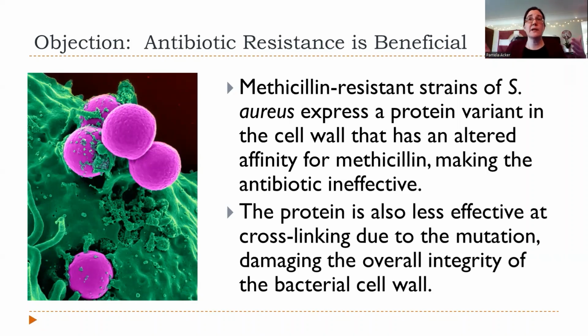But if you've ever done any carpentry, you know that something that's square works a lot better than something that's not square. Okay, so you can think of it as this protein being mutated causes a lack of squareness in the proteins that are cross-linked in the cell wall. So that actually overall decreases the integrity of the cell wall.